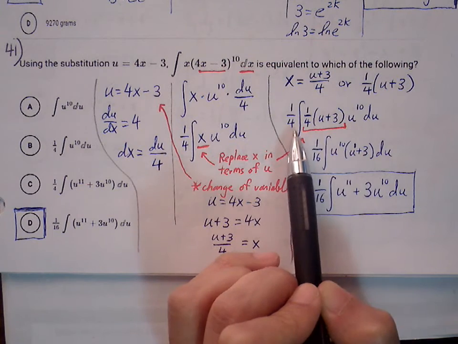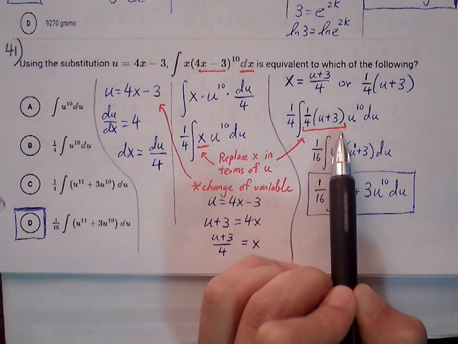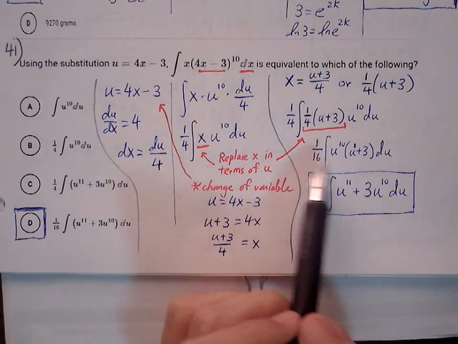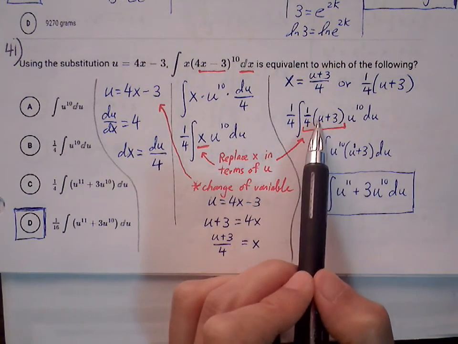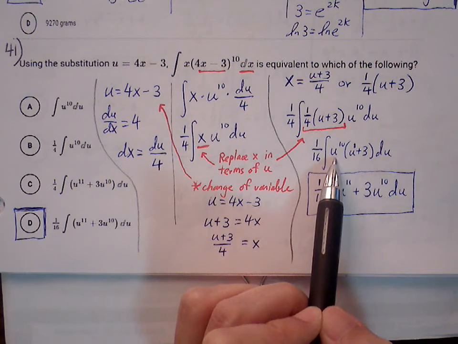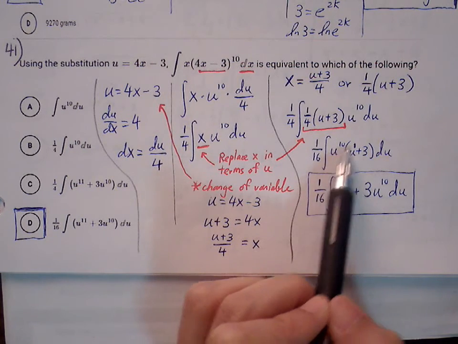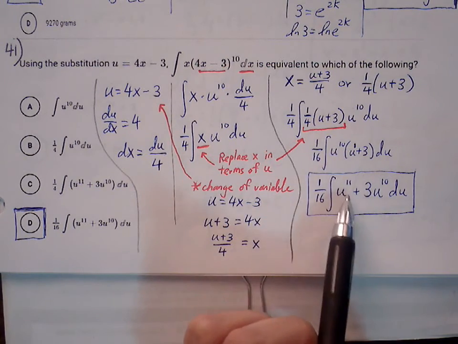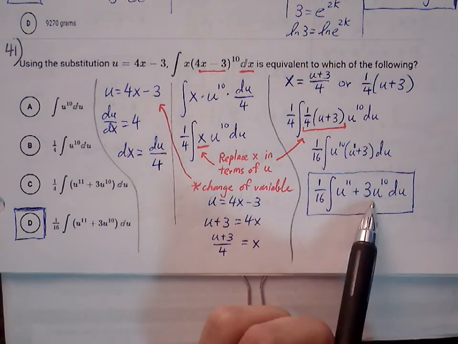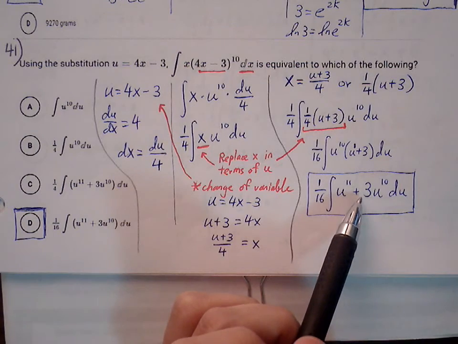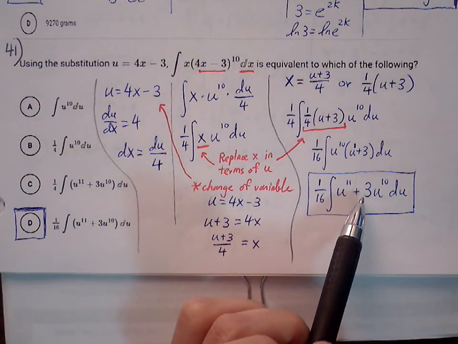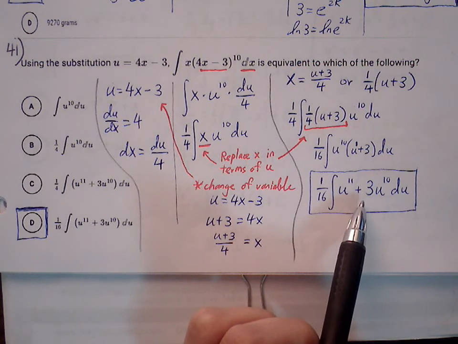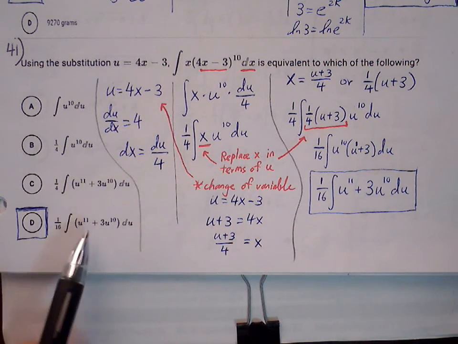Let's just see if we can clean this up to the point where it'll match one of our answer choices. So 1/4 times 1/4 is 1/16. I can take that u to the 10th and put it in front of the parentheses, distribute the u to the 10th through. Add the exponents. 10 plus 1 is 11, and then this is 3u to the 10th. And it's not asking us to solve, it's just asking us to match the appropriate form. So this is a problem that is unresolved, but it matches our answer choice.